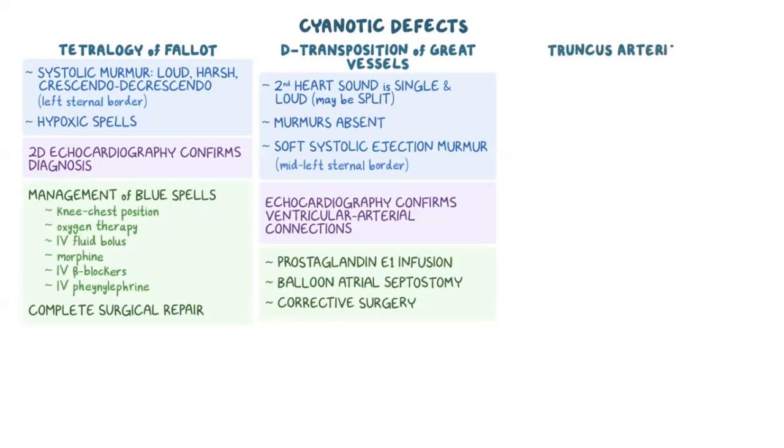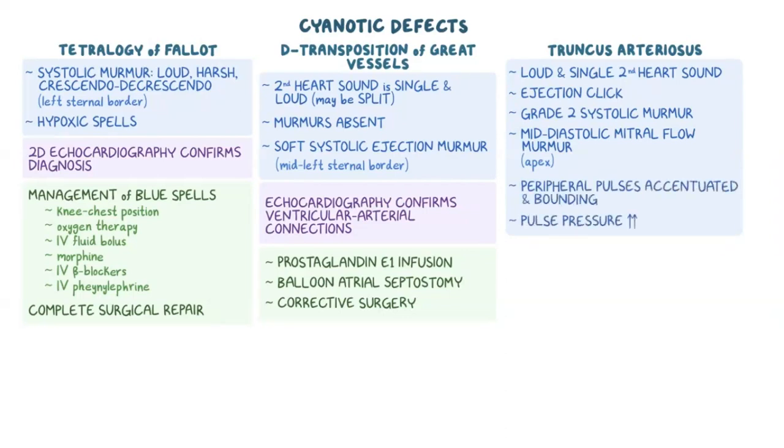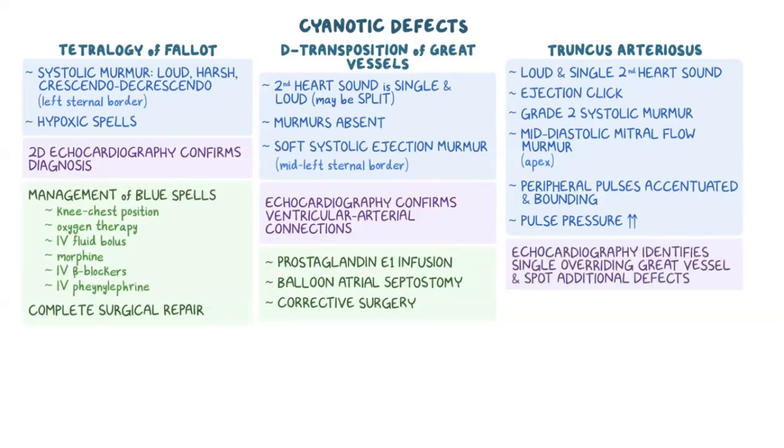In truncus arteriosus, there's a loud and single second heart sound, an ejection click, a grade 2 systolic murmur, and a mid-diastolic mitral flow murmur at the apex. The peripheral pulses are accentuated and often bounding, and the pulse pressure is usually increased. Echocardiography can identify the single overriding great vessel and spot any additional defects. Treatment encompasses initial medical management to stabilize the individual and primary surgical repair during the neonatal period.